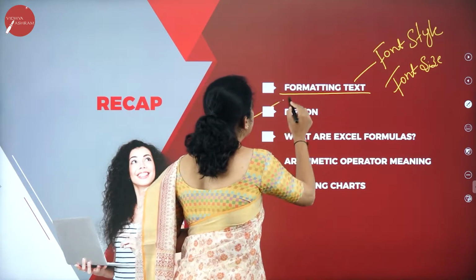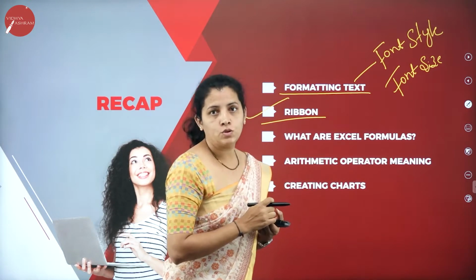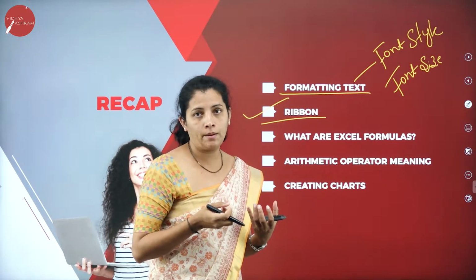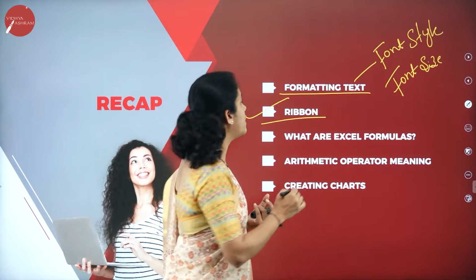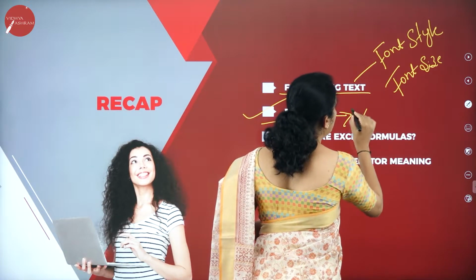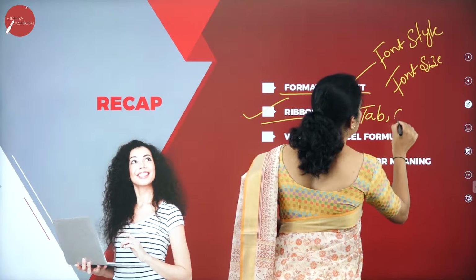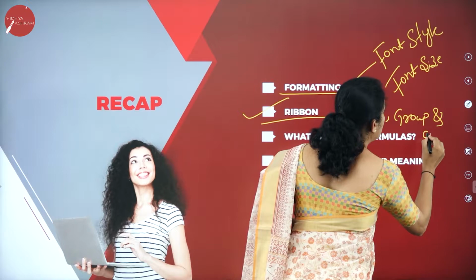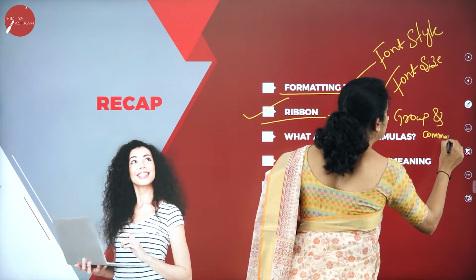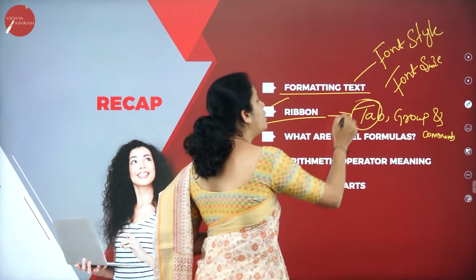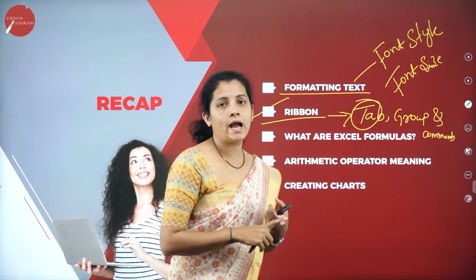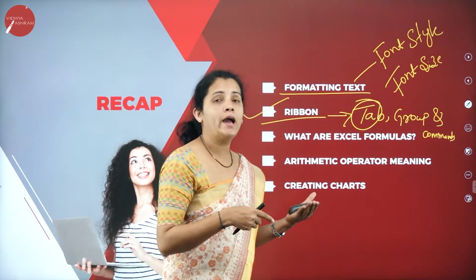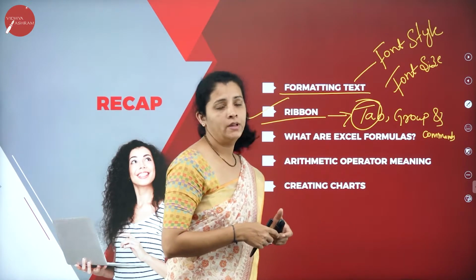Then we had discussion regarding ribbon. So what is ribbon? Here ribbon is nothing but the organized commands. Then what are the commands organized here? That is nothing but tab, group, and I'm going to have commands. Example for that is the home tab, insert tab, format tab, data tab, or help tab. These are the examples for tab.